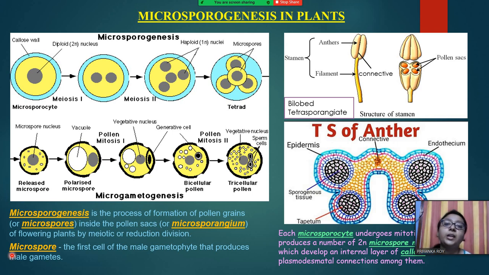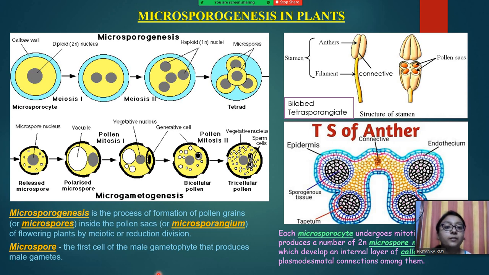Hello everyone. Today I will start gametogenesis in plants, and this will end section B of unit 5, that is Developmental Biology. In gametogenesis in plants, I'll start with microsporogenesis first, which is the male gamete formation.